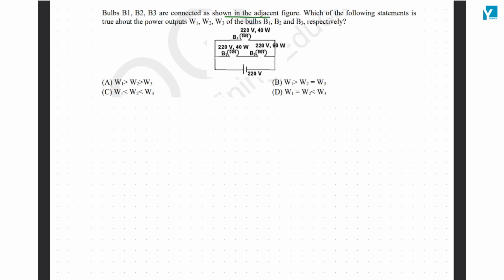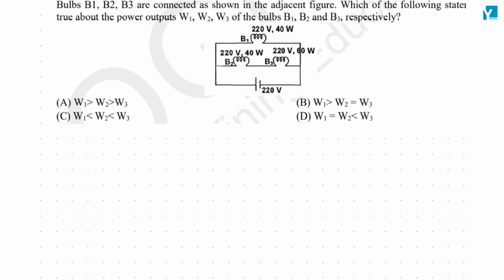Bulbs B1, B2, B3 are connected as shown in the adjacent figure. Which of the following statements are true about the power outputs W1, W2, W3 of these bulbs?